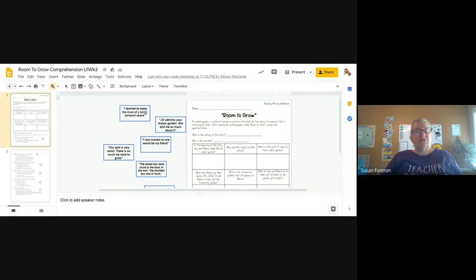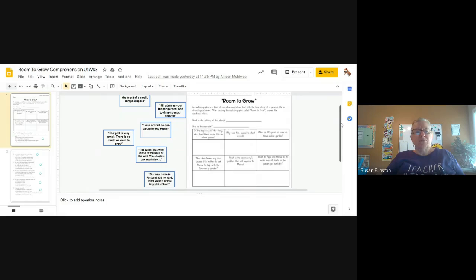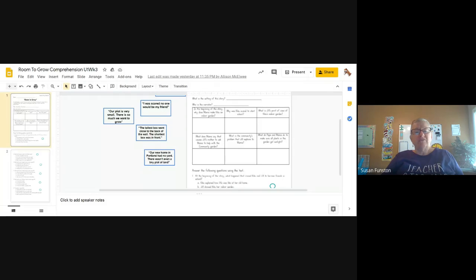Is it, I learned to make the most of a small compact space? Is it Jill admires her indoor garden? She told me so much about it. Is it I was scared no one would be my friend? Is it our plot is very small, there is so much we want to grow? Is it the tallest box went close to the back of the wall, the shortest box was in front? Or is it our new home in Portland had no yard? There wasn't even a tiny plot of land.